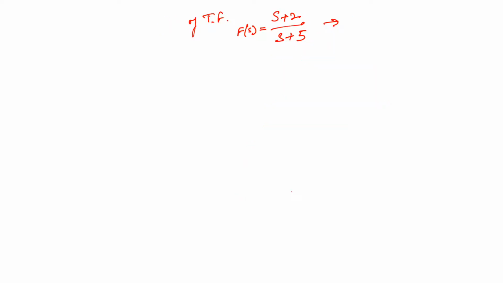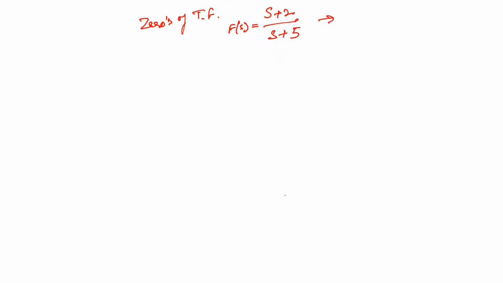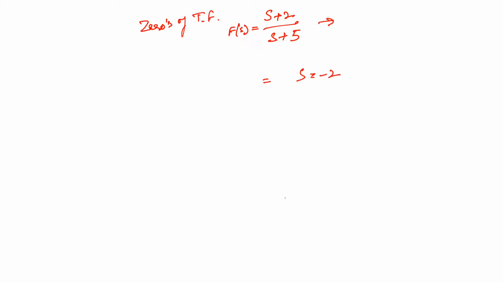Now come to the zeros of the transfer function. The zeros of the transfer function are the values of the Laplace transform variable s that cause the transfer function to become 0. That is, in this case you will see that on the numerator, if s equals minus 2, then F(s) equals 0.